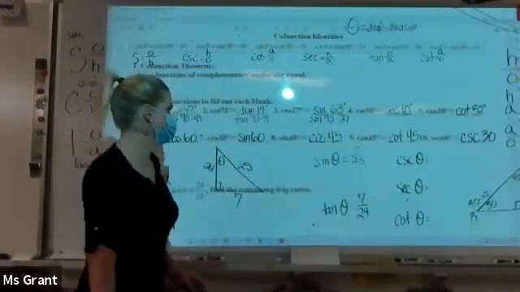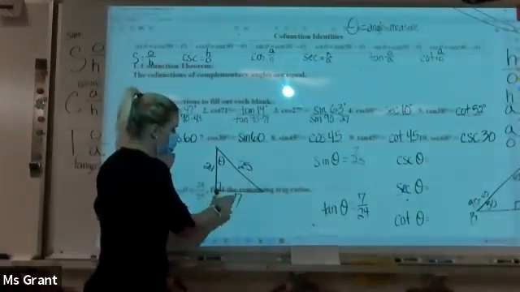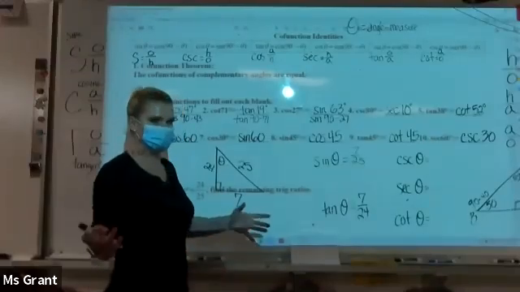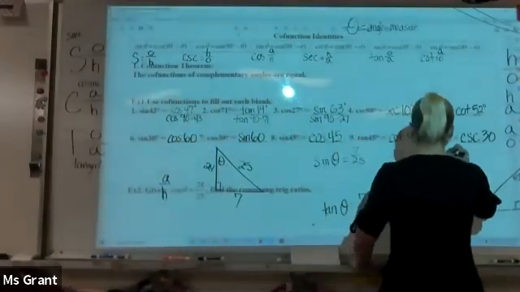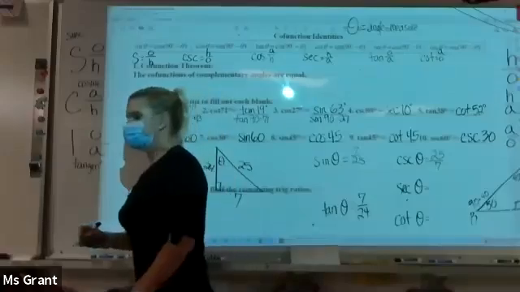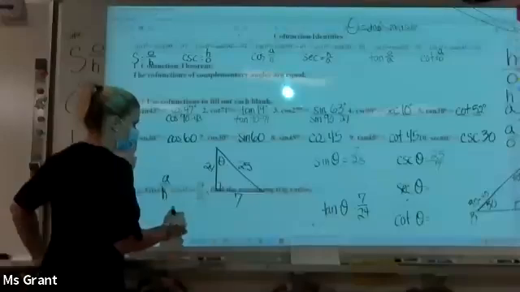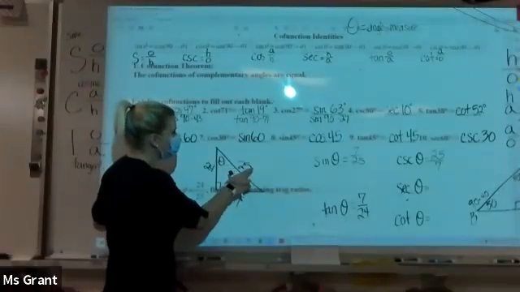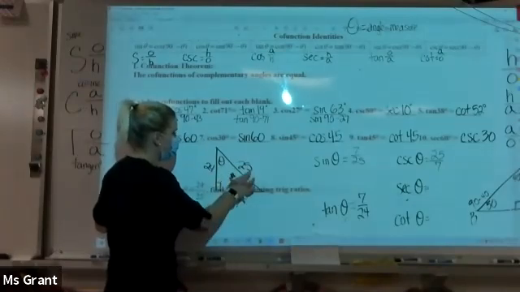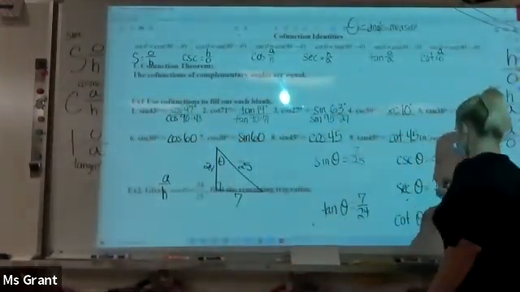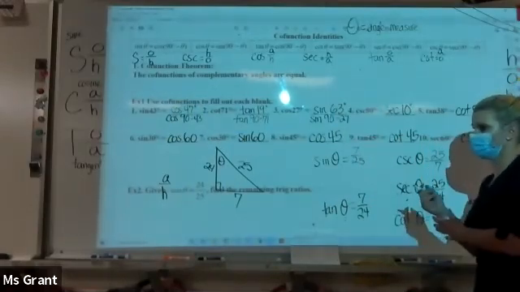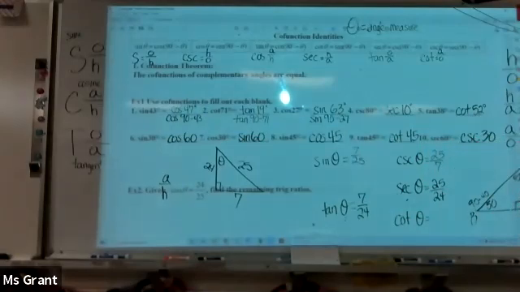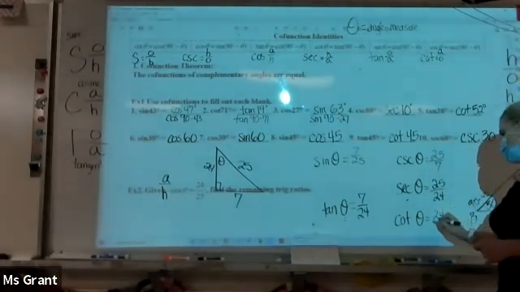Cosecant. Hypotenuse over opposite. 25 over 7. Cosecant theta, 25 over 7. Secant of theta. Hypotenuse over adjacent. 25 over 24. Cotangent, adjacent over opposite. 24 is adjacent. Opposite theta is 7.